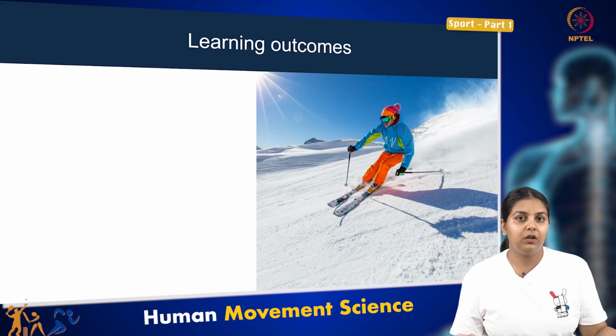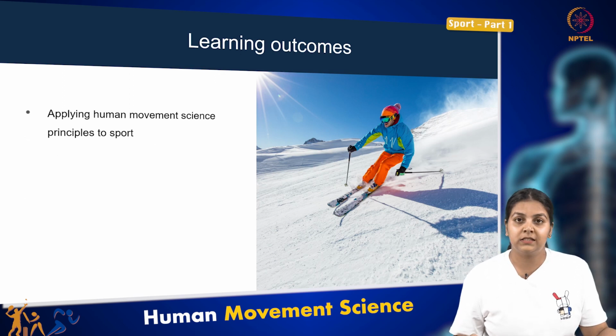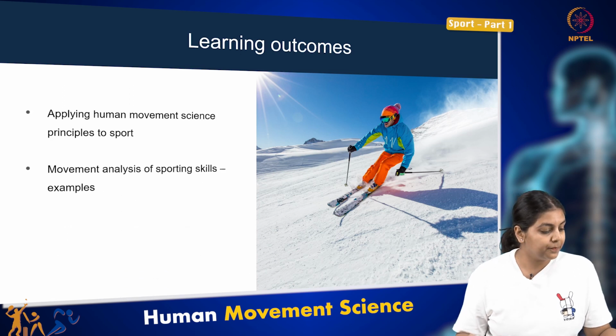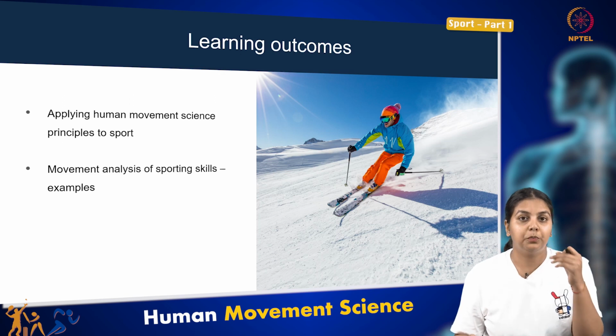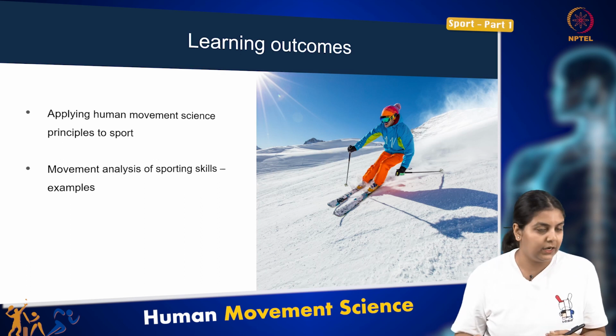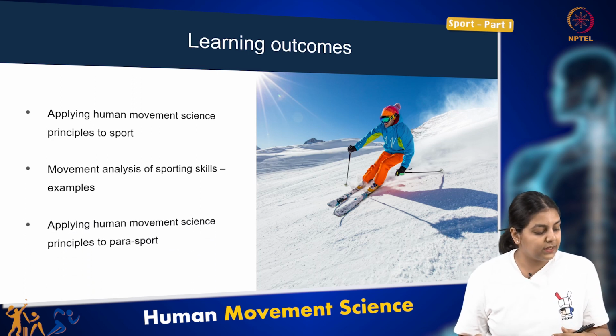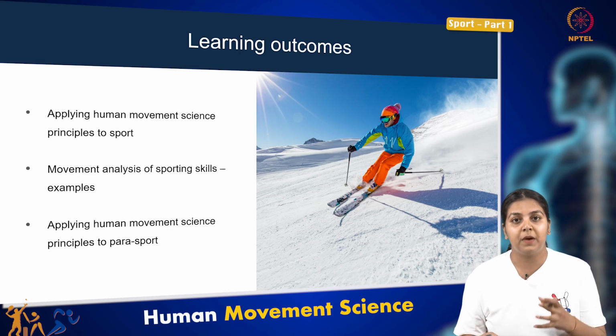So let's look at some of the learning outcomes for this module. We'll be applying human movement science principles to sport. We look at some of the important considerations. We look at movement analysis of sporting skills. So we look at two examples. We'll take you through the exact protocol that we have planned, and you can use that as an outline for your own sport, right? Or if you're a coach or a sports scientist. And then we look at some of the considerations of how you would apply these principles to parasport, right?